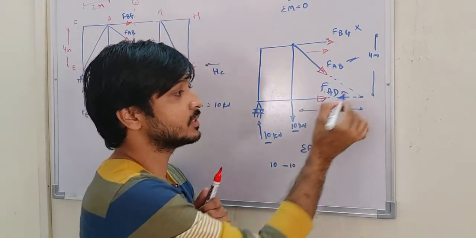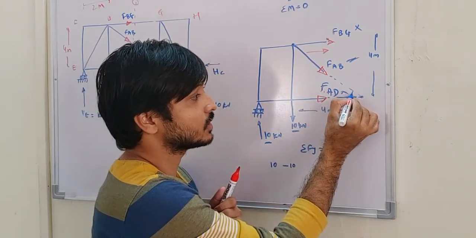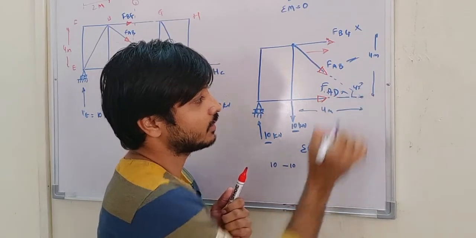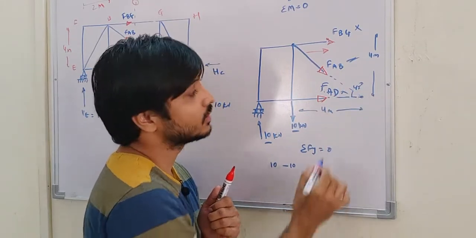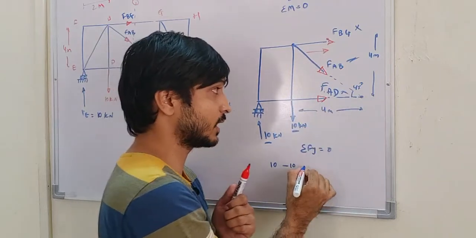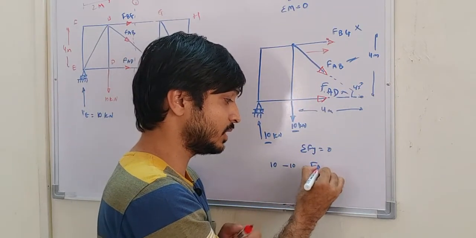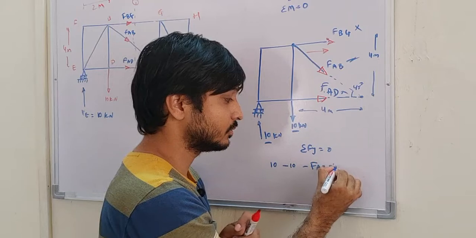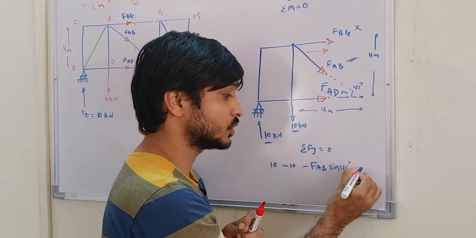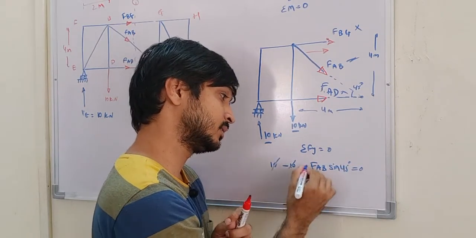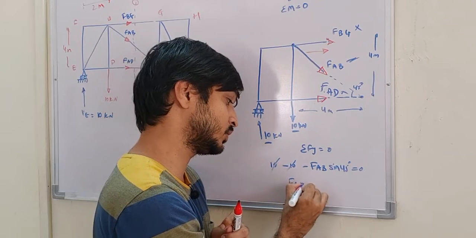These two are 4 meter, means this is how much? This will be 45 degrees. Correct? So if I take the vertical component of that, what do I get? Minus FAB sine 45, which is equal to 0. So these two get cancelled. So what is left? FAB is equal to 0.